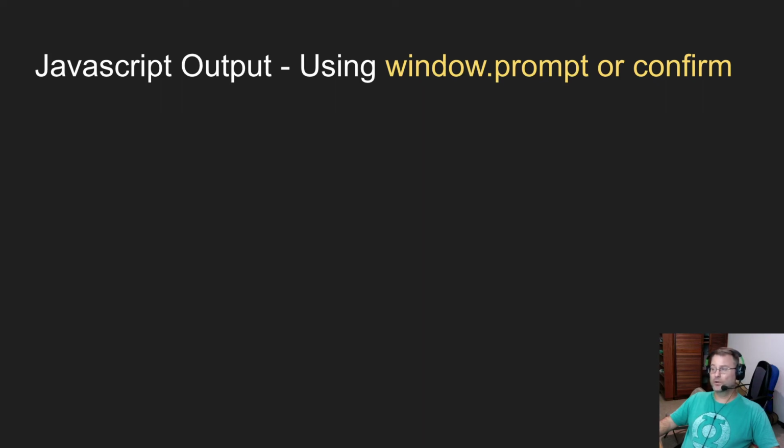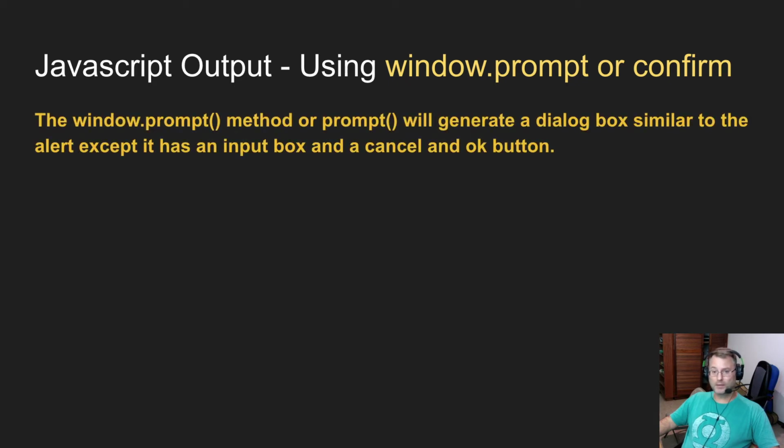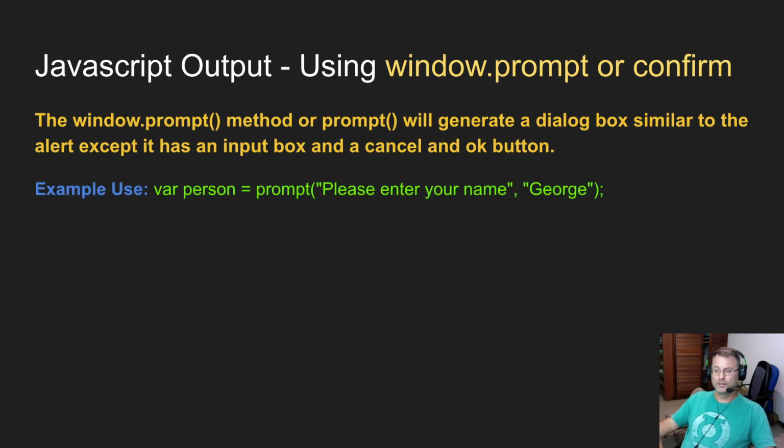related to the alert is the window.prompt or the window.confirm. The window.prompt method, or prompt for short, will generate a dialog box that's very similar to alert, except it's going to have an input box and a cancel and an OK. So you would use this if you need to gather some information that the user needs to answer. Maybe you have a security question, maybe you're just trying to gather information about the user. It's not used a lot, but you can use this.